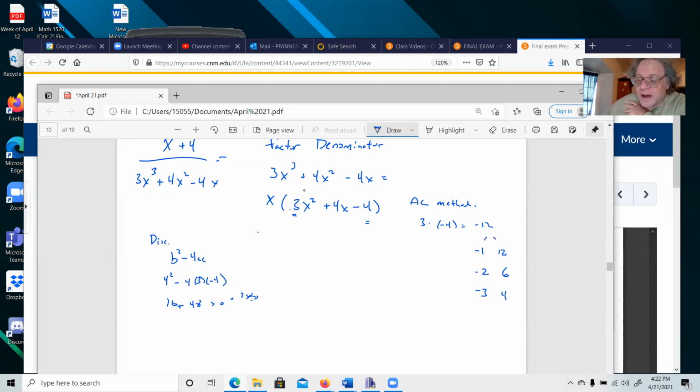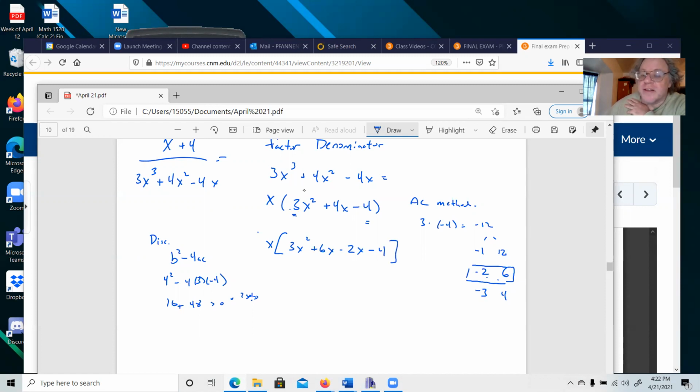Okay, you don't have to list them all out. You could look at this one and say, wait a minute, 6 minus 2, that's 4. That's what I'm looking for. Okay. The next thing we're going to do is turn this 4 into a 6 minus 2. So we have 3x squared plus 6x minus 2x minus 4.